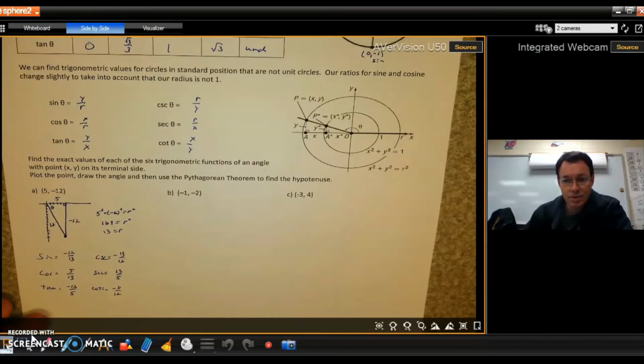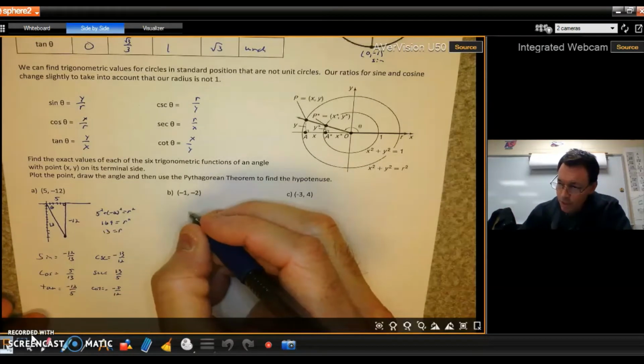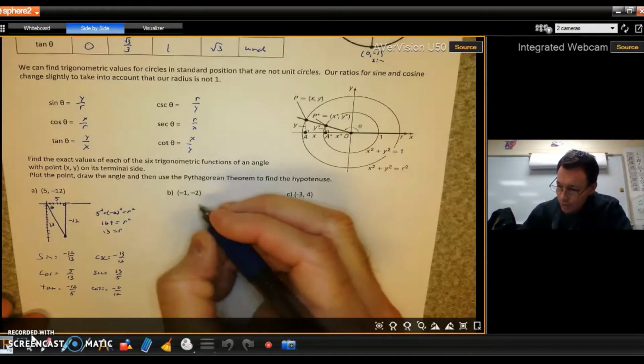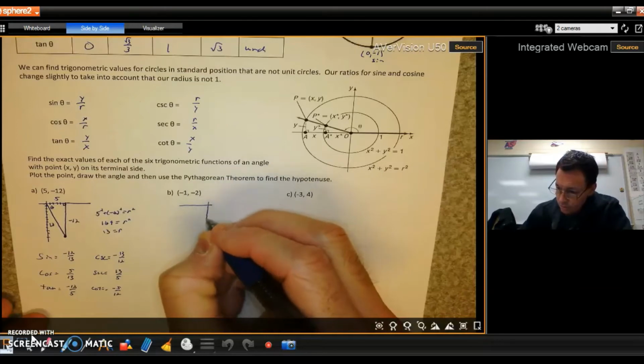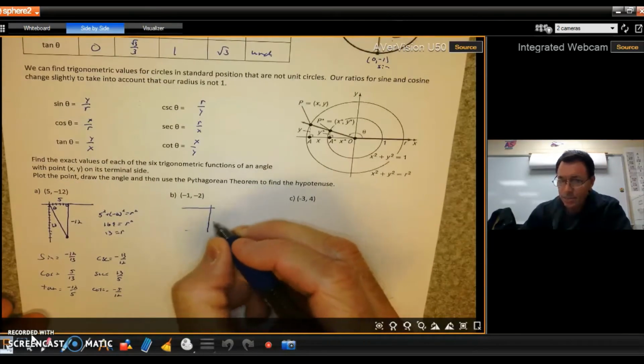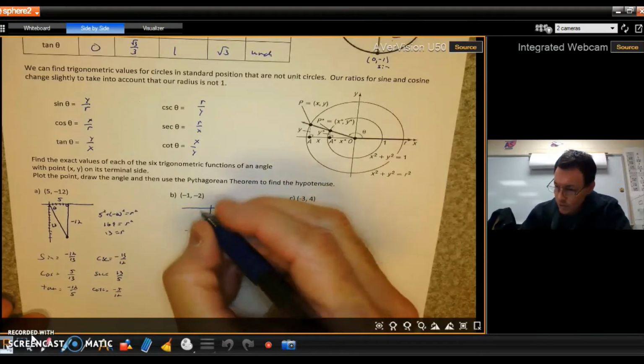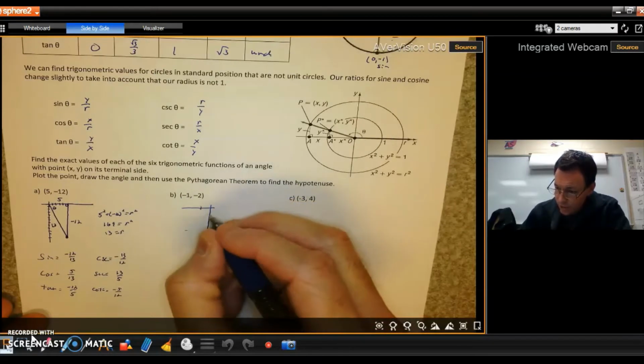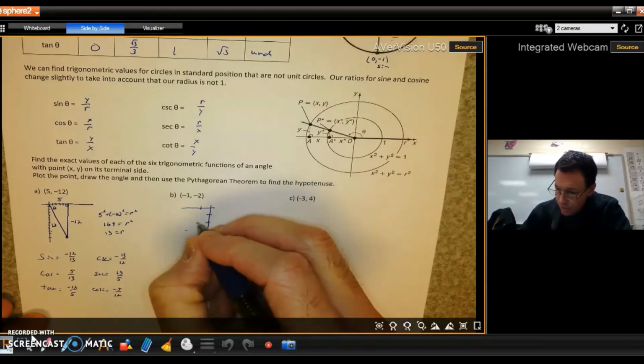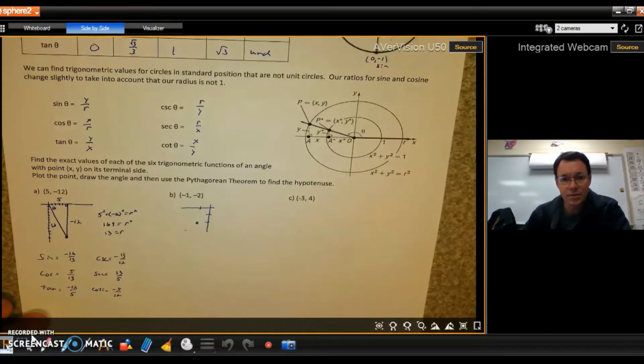Negative 1, negative 2. So first, I'm going to figure out where that is. Negative 1, negative 2. You're going to be in quadrant 3. So when I draw a picture, I kind of zoom in on that quadrant. I don't need to be able to see the other quadrants. I just want to see that quadrant right there. So negative 1, negative 2. We're going to go negative 1 in the x direction. We're going to go down 2. That is the point negative 1, negative 2.